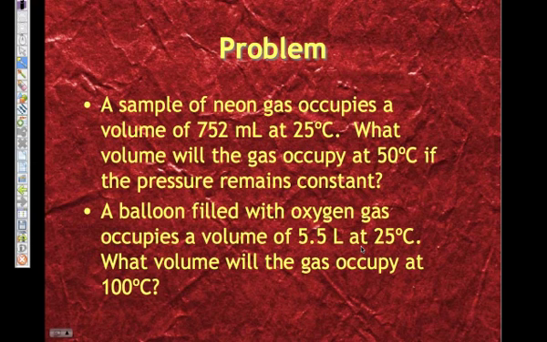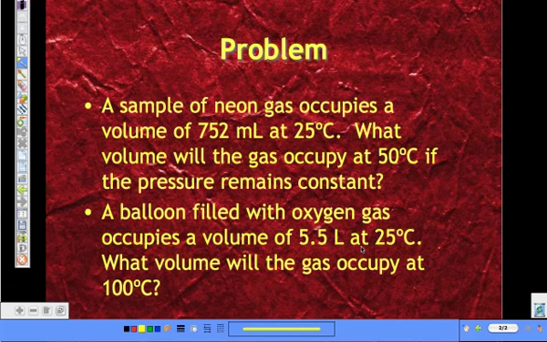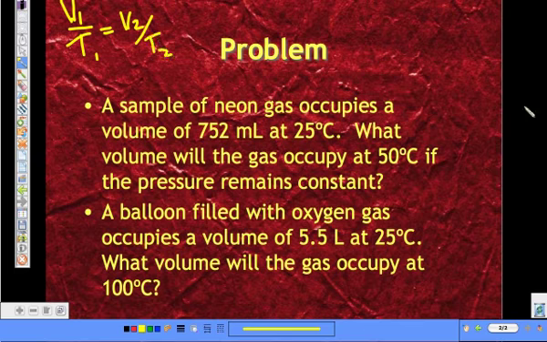A sample of neon gas occupies a volume of 752 milliliters at 25 degrees Celsius. So our equation is V1 over T1 equals V2 over T2. What volume will the gas occupy at 50 degrees Celsius if the pressure remains constant? When it says the pressure remains constant, that's good because pressure isn't involved in this equation, so we don't have to worry about pressure changing.